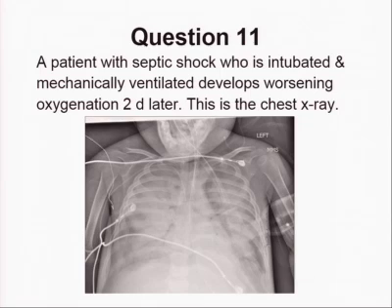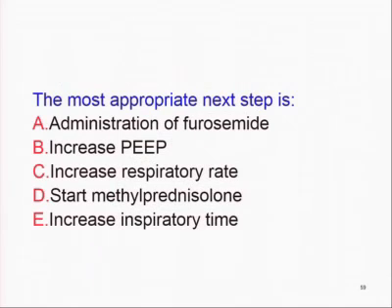All right, we're past the halfway mark. A patient with septic shock who's intubated and mechanically ventilated develops worsening oxygenation 2 days later. This is a chest x-ray. The most appropriate next step is administration of furosemide, increase PEEP, increased respiratory rate, start methylprednisolone, or increase inspiratory time.